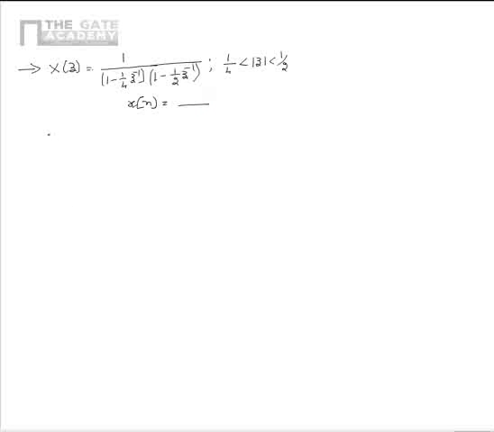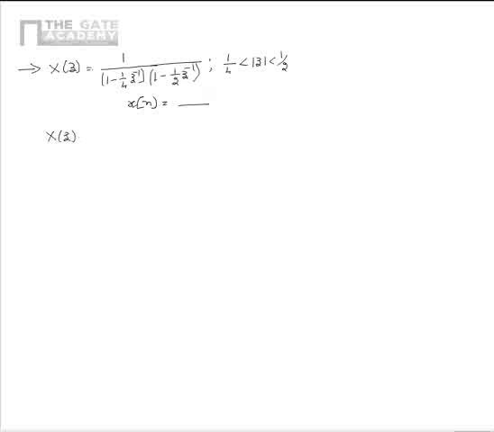Now, let us look into some of the examples related to the z transform, as per which the z transform of a signal x of n is given as x of z is equal to 1 by 1 minus 1 by 4 z inverse multiplied by 1 minus 1 by 2 z inverse with an ROC of 1 by 4 less than mod z less than half. We need to find the inverse z transform of x of z, that is x of n.